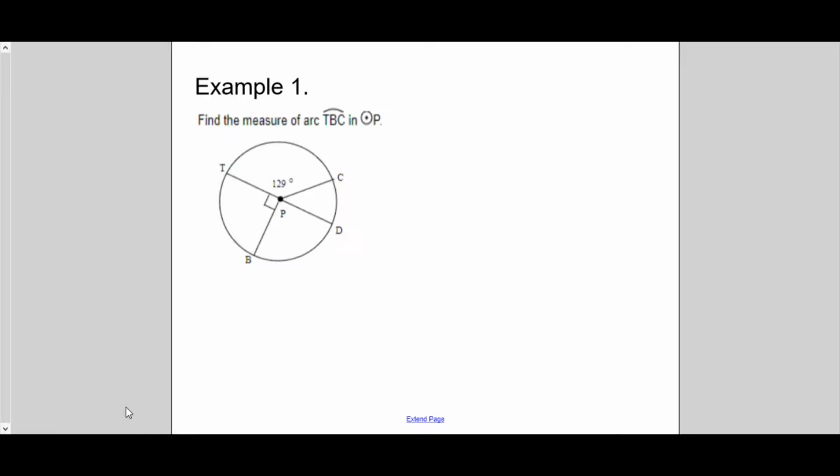Example 1. Find the measure of arc TBC in circle P. So here's arc TBC.